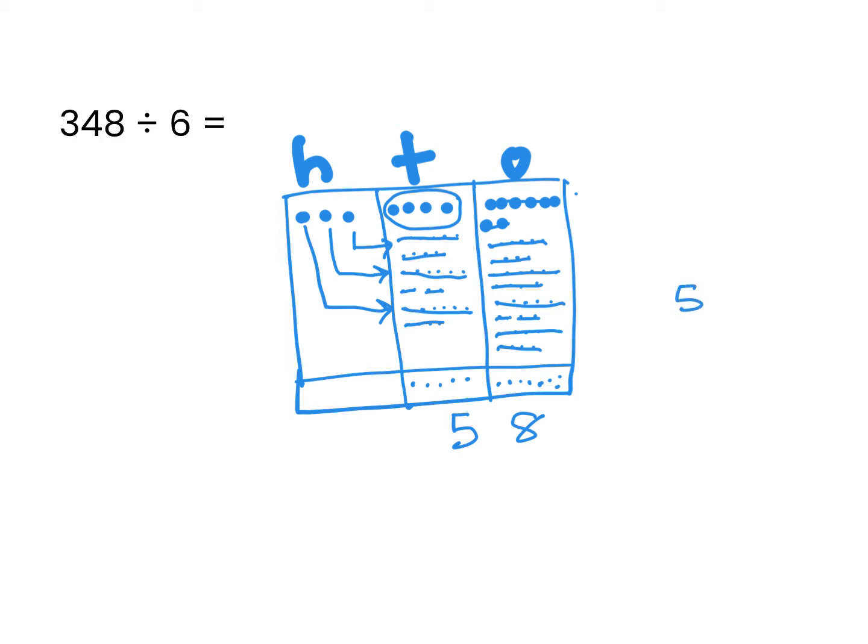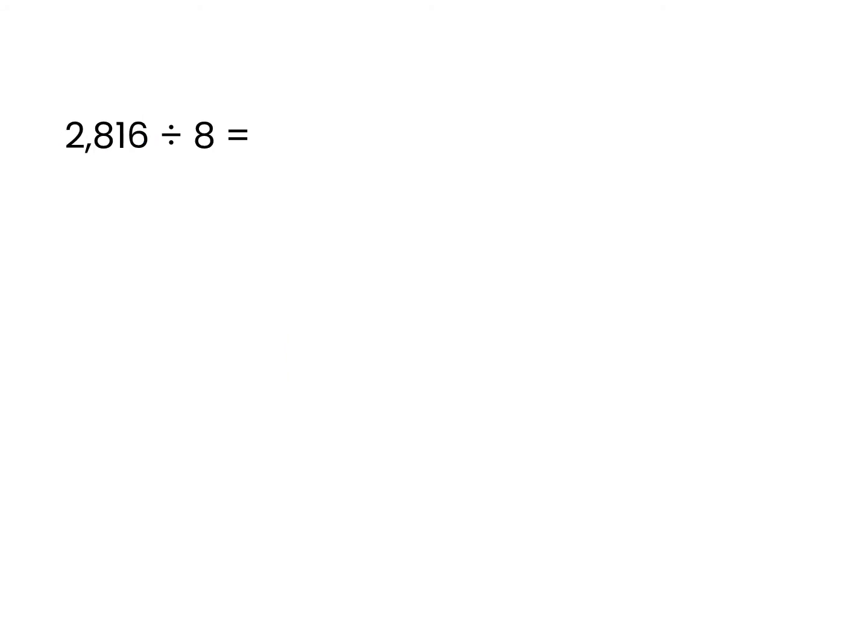The way I could check that is to say, well, what is 58 times 6? 8 times 6 is 48. 5 times 6 is 30 plus 4 is 348, and that's what I started with, so I know that I'm correct. All right, we're going to do another division problem, 2,816 divided by 8. Once again, I want you to go ahead and pause your video, work the problem, and then come back and see if you got the same answer I did.